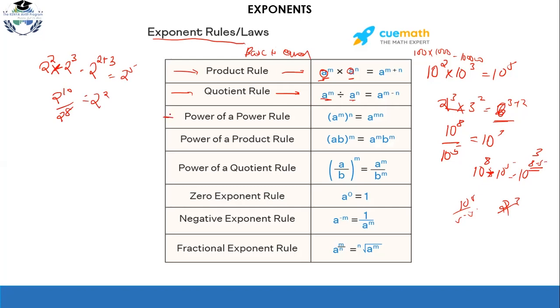Then we have something called the power of power rule. If you have 2 power 3 squared, this one is going to give you 2 power 3 times 2. Just multiply those two powers together.